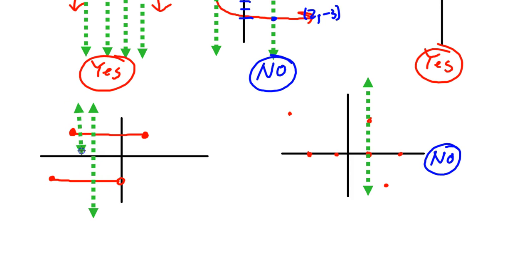You could draw another one back here. There's another one, you hit it 2 times. You can draw another one back here, hit it 2 times. There's all kinds of vertical lines you can draw anywhere in this area that you'd hit it 2 times. Doesn't make it enough.